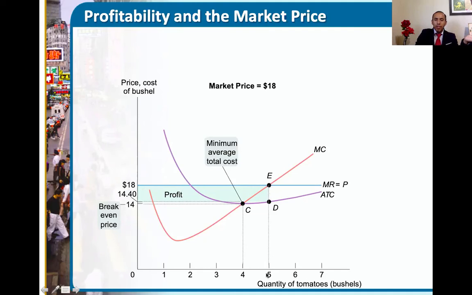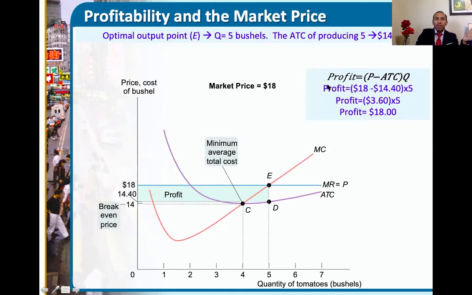And how much do these 5 units cost to produce? Well, point D indicates that on average, the cost of production of 5 units is going to be $14.40. That's the cost of production on the purple curve. On the purple curve, the cost of production is $14.40. And you produce 5 of them to be sold to the consumer at $18. The difference between the market price and the cost, shown by the blue rectangle, is the firm's profit.